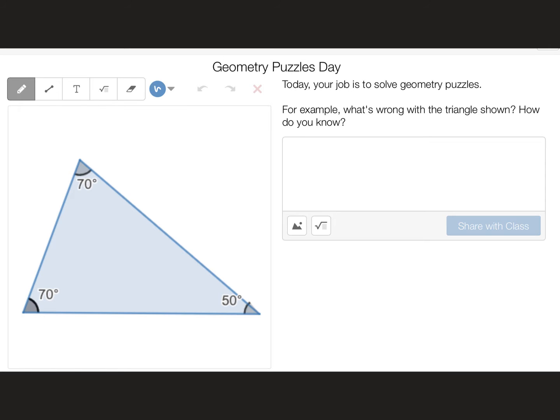Hey everybody, so this is going to be for the Geometry Puzzles Day. This was either Thursday or Friday, April 15th or 16th. So the idea is, we're going to use facts that we know to figure out missing angles or sides or something else.